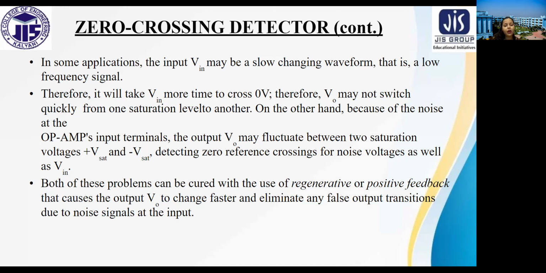Both of these problems can be cured with the use of regenerative or positive feedback that causes the output V0 to change faster and eliminates any false output transition due to noise at the input. And there comes the application of Schmitt trigger.